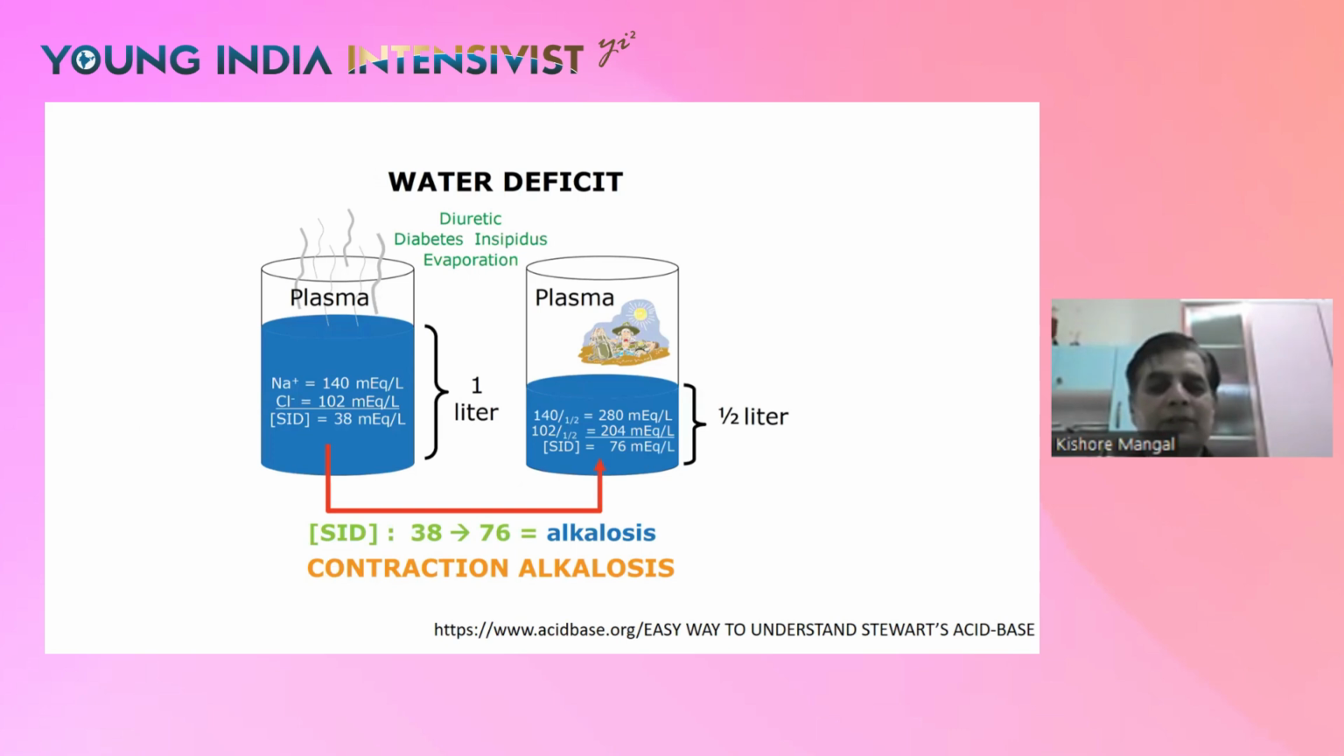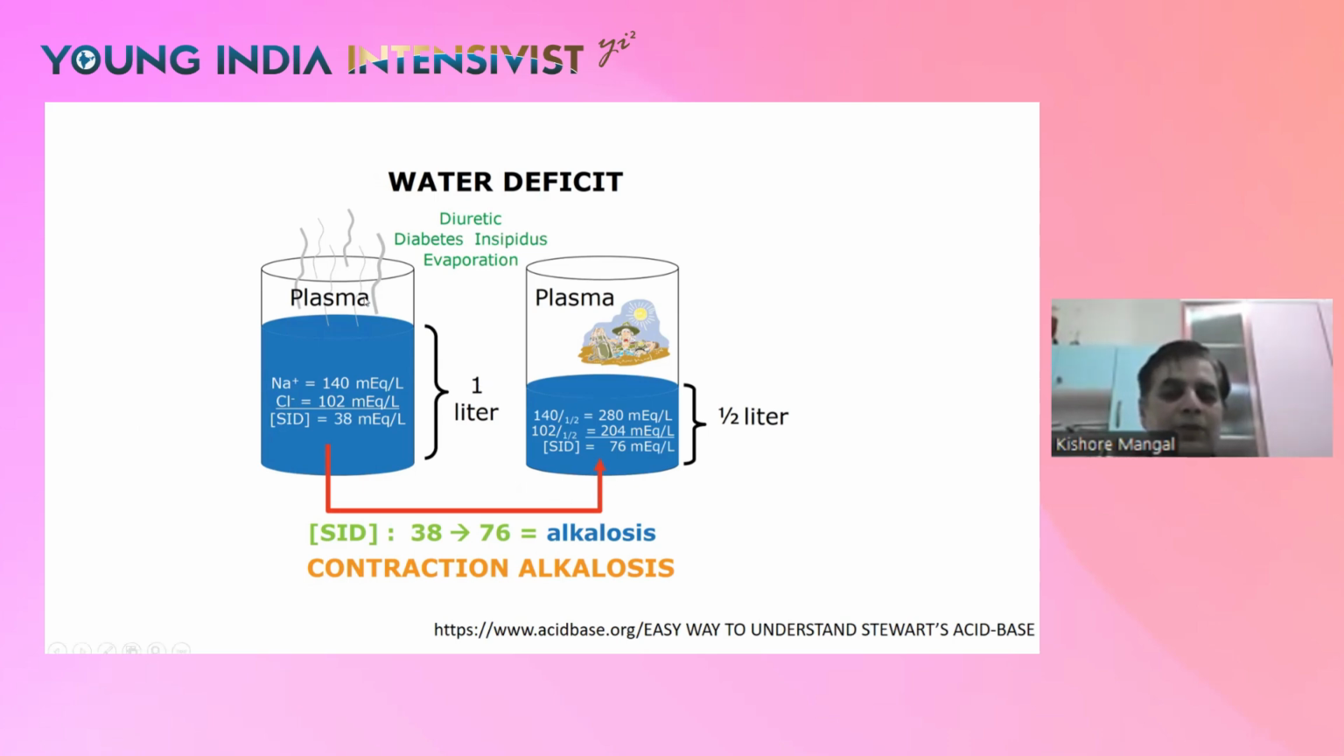So first is water deficit. What happens if you receive excessive diuretics, or evaporation or DI has happened, or the patient has excessive vomiting? This diagram is just for representation.